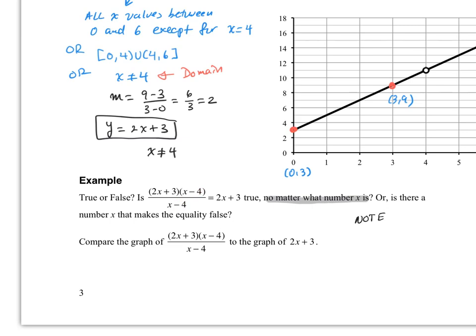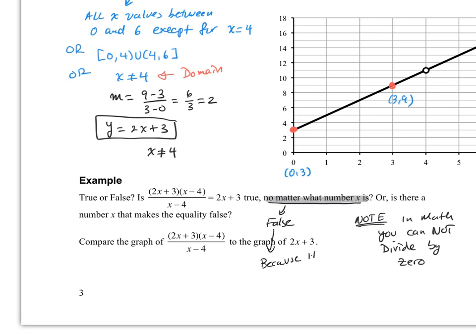So note, in math, you cannot divide by 0. That's the biggest no-no in math. And this is completely related to the domain. So even though in theory you can cancel this and you will have this left, well, this is not always true, because it says no matter what number x is. So if that's the case, this is false. And all you have to say is because it is not true when x is equal to 4.